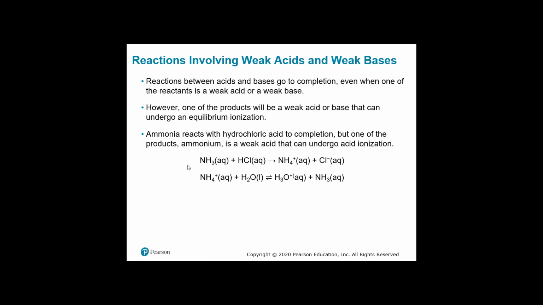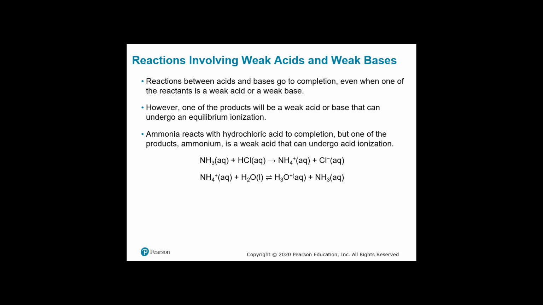So reactions involving weak acids and weak bases go to completion. Okay, so even if you have, go to completion even when one of the reactants is a weak acid or weak base. However, it's a little different than what we understand with the strong acid. So one of the products will be a weak acid or weak base that can undergo equilibrium ionization. So this is a good example. Ammonia reacts with hydrochloric acid. Because hydrochloric acid is a strong acid, it will never not dissociate.